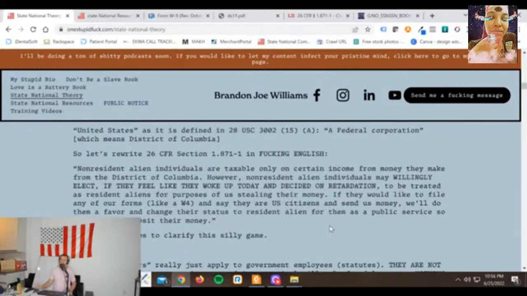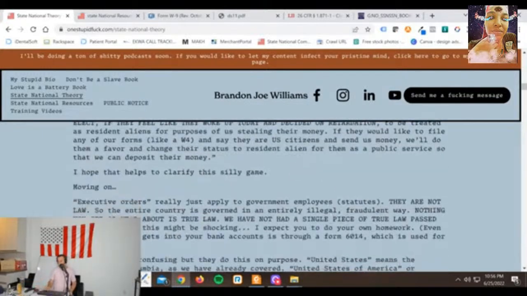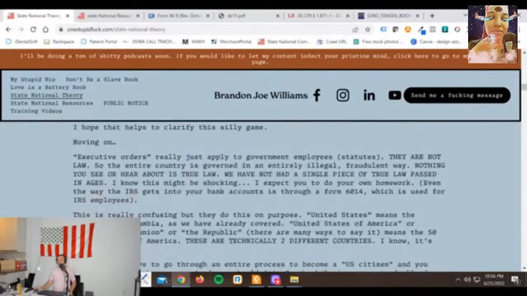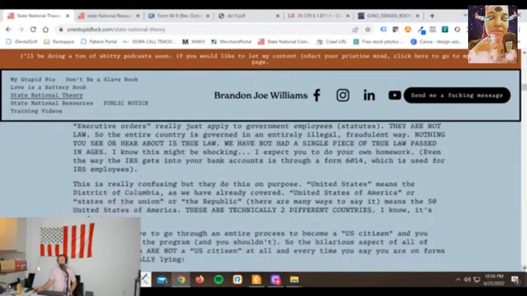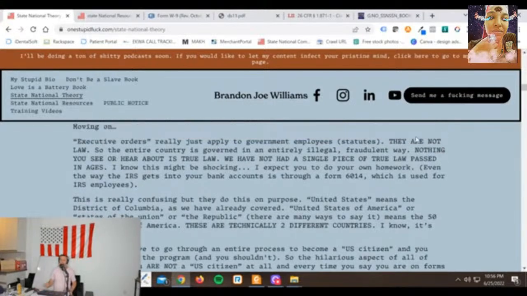Moving on. So executive orders. So executive orders are in themselves statute. So everything that you see coming out of the private corporation known as Washington, D.C., presidents are not presidents. They are CEOs. So when you're voting for a president, you're not really voting for a president. You're voting for CEO.